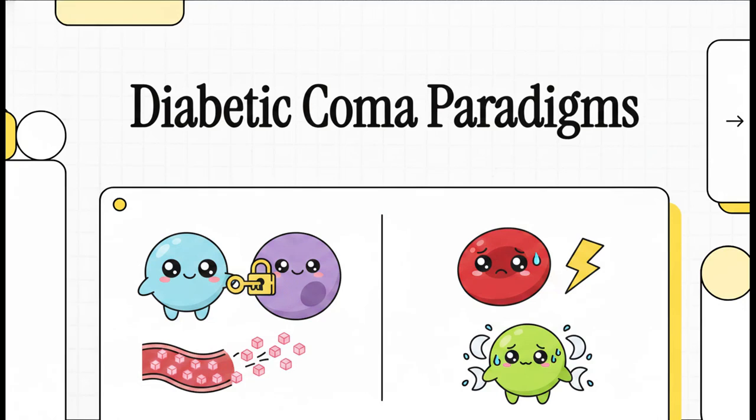Imagine a medical emergency so severe it literally shuts down the brain. Now, imagine the medical world being completely divided on exactly why that happens. Welcome to This Explainer. Today, we're objectively unpacking two vastly different perspectives on the physiological mechanisms behind diabetic comas.